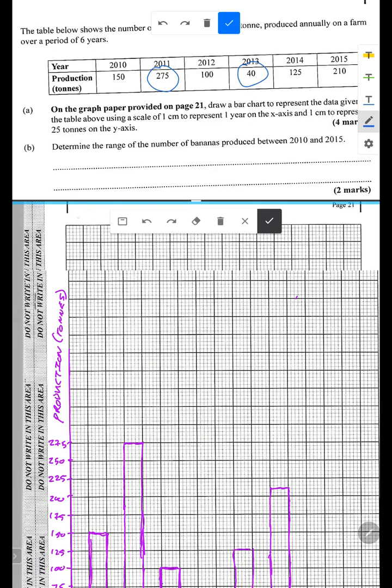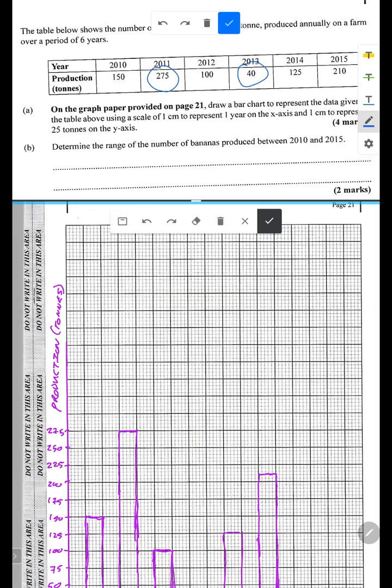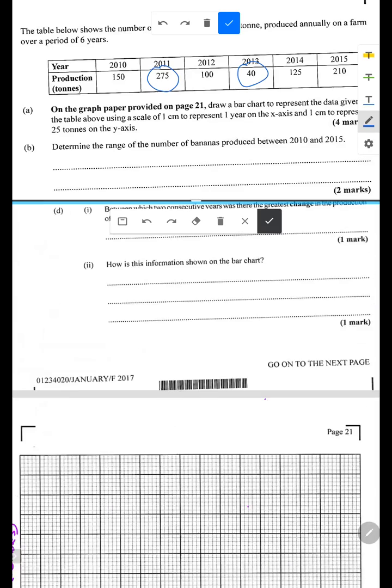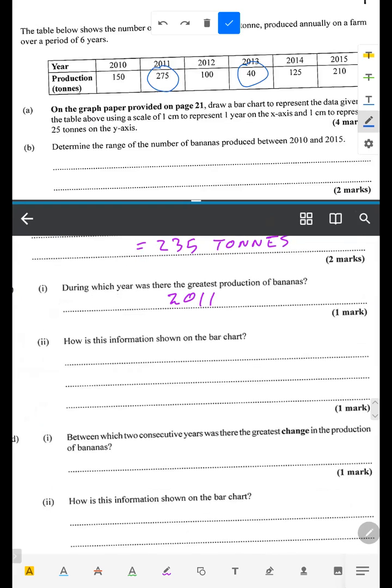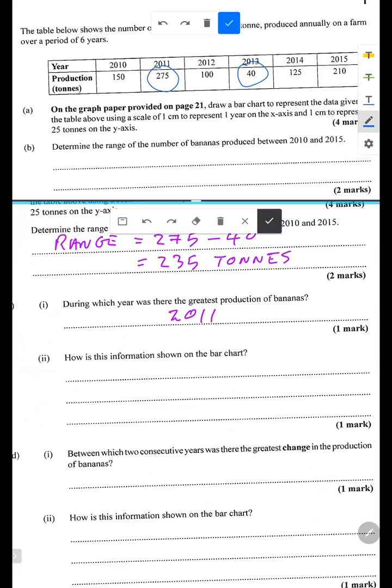All right, where are we? Okay, so going back up here. So how is this information shown on the bar chart? The tallest or the highest bar? All right, so it is shown on the bar chart as the highest bar.